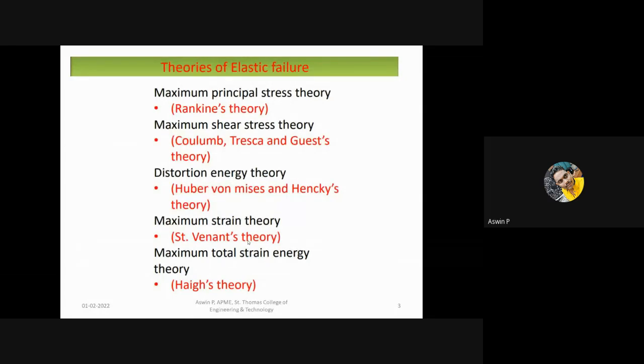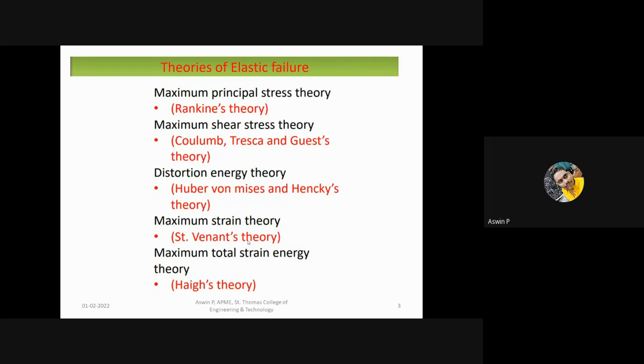Sen Venance theory. And fourth one, distortion energy theory, bracketly Huber, von Mises and Henke's theory, commonly known as von Mises theory.